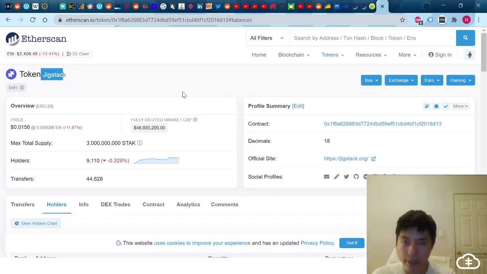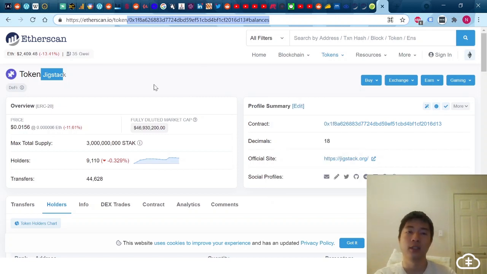But if I were making a clone of this project to try to scam people into buying my fake Jigstack coins instead of the real Jigstack, the only thing that I would never, ever be able to copy, because it would not be possible to do so, is this token address right here, okay? This cannot be copied, guys.